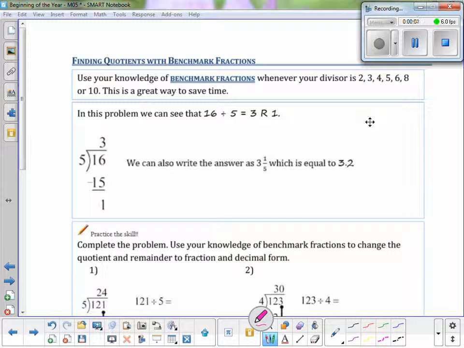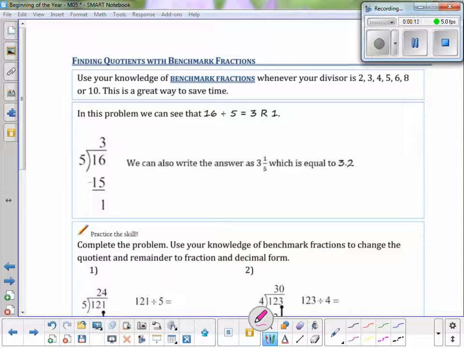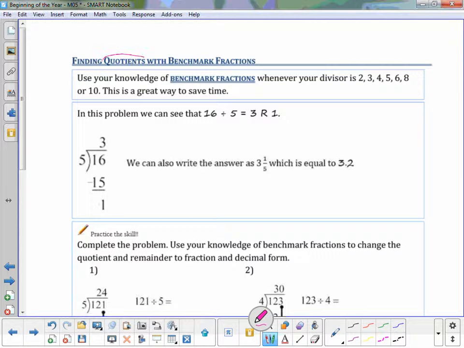In this video, we are going to talk about finding quotients with benchmark fractions. So, when we say quotients, right up here, this vocabulary word, quotients, that's the answer to a division problem. So it's the answer for division. And if you want to add this to your notes, that would be a smart thing to do.